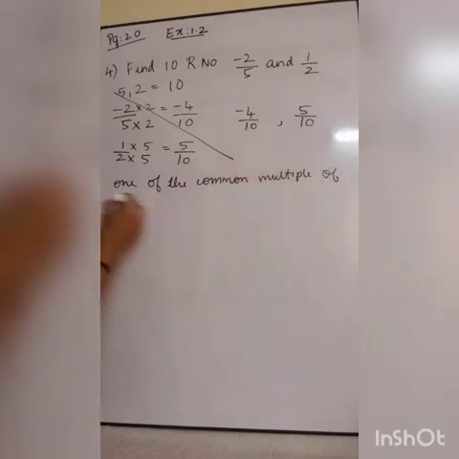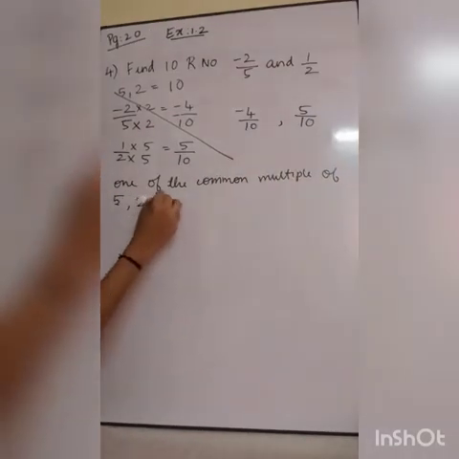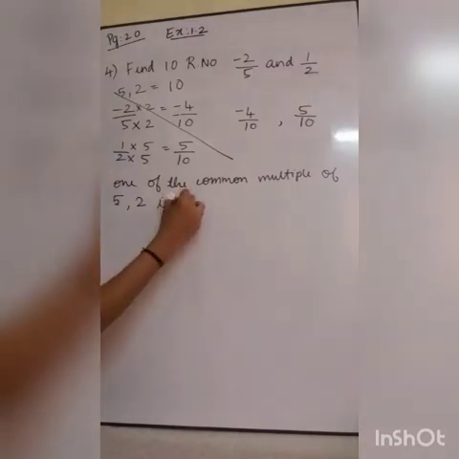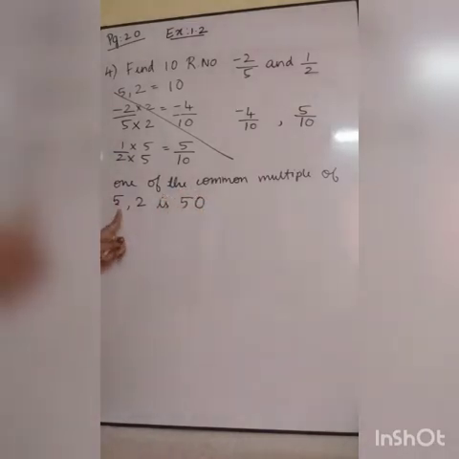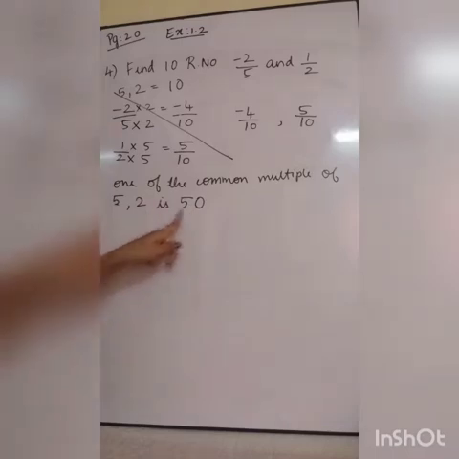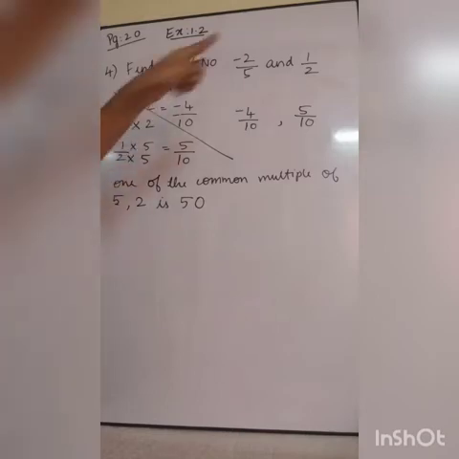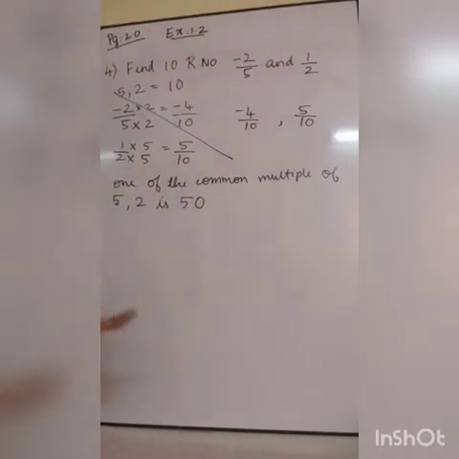One of the common multiples of 5 and 2 is a number that will come in the 5th table and also in the 2nd table. What is that number? Any number you can say, some large number you take, so that we can get many rational numbers in between. If you think of a big number, you can say 50, because 50 comes in the 5th table and also in the 2nd table. Like that you should take one number that is somewhat bigger.